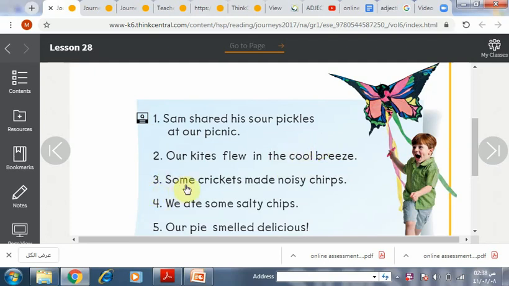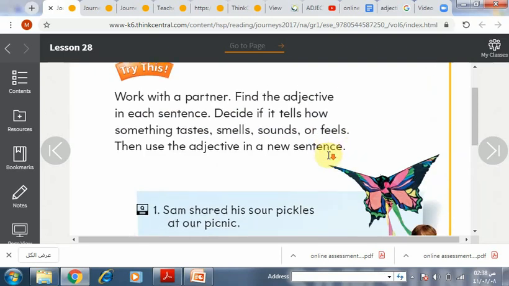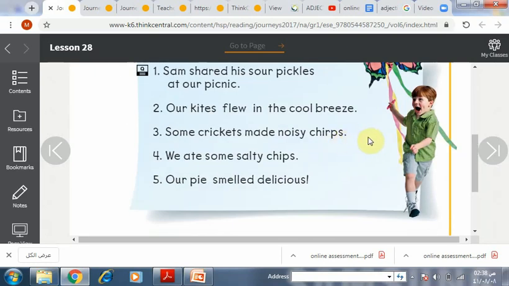Number 3. Some crickets made noisy chirps. So, where is the adjective? Very good. Noisy. It's a describing word and it describes how the chirps of the crickets sound like. So here you can circle noisy and write sound. Yeah, sound, write it here.